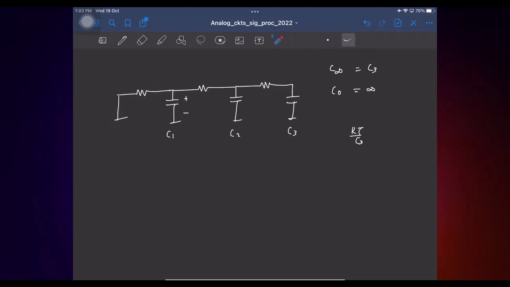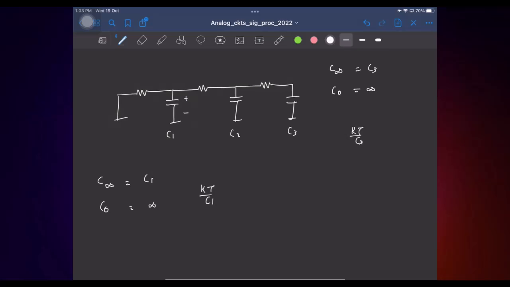So now I'll have to look at the equivalent capacitance here. C infinity means I need to look at the effective capacitance at my output node. Then I open all resistors. What is that? C1. C0 is, so this is short and this is also short. It's infinity again. So the mean square noise is KT by C1.